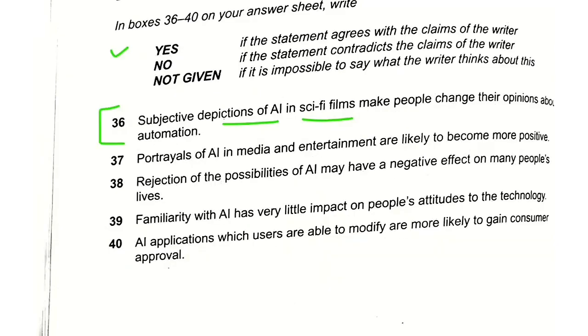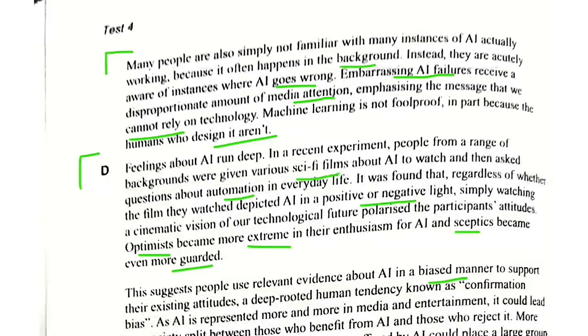You can see they clearly mentioned the sci-fi films in the passage. Subjective depictions of AI in sci-fi films make people change their opinions about automation. The answer is no. They've clearly mentioned that the optimists are becoming more extreme in their enthusiasm for AI and skeptics are becoming even more guarded. So the answer is no.